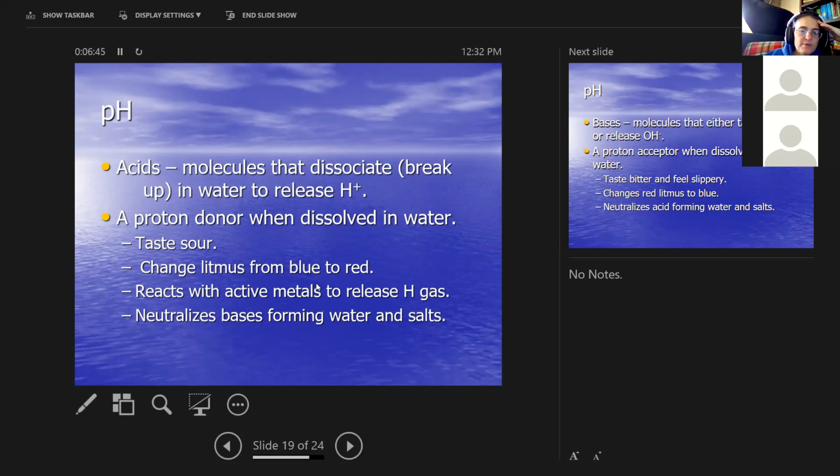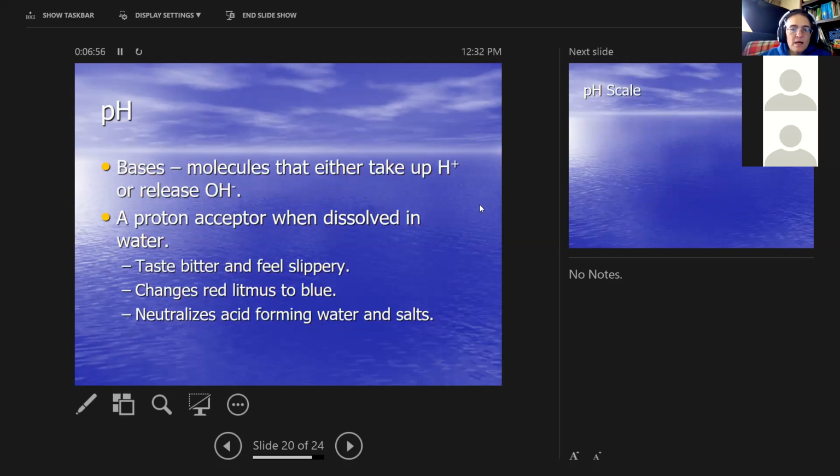An acid is going to react with active metals to release hydrogen gas, and it's going to neutralize bases to form water and salt. Different types of salts. The base is kind of the opposite. It's either going to take up a hydrogen or it's going to release a hydroxide. That talks about both types of scenarios that can happen there.